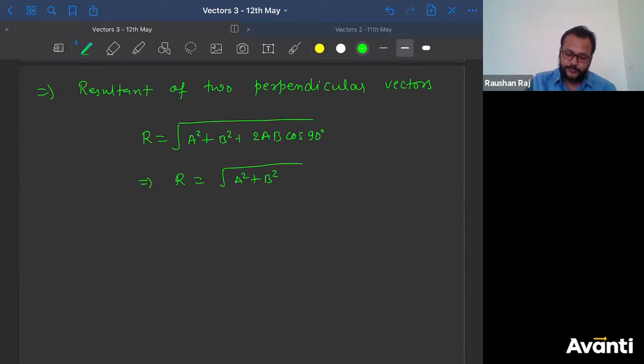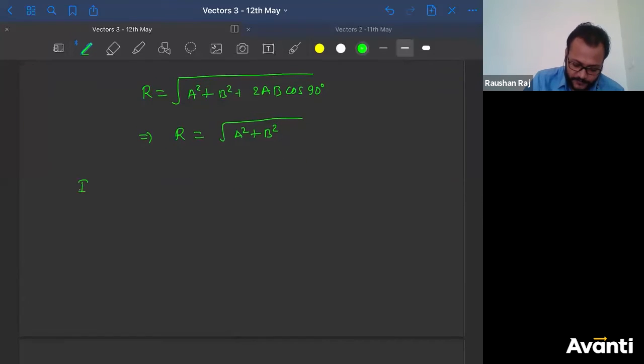Now they ask special cases in this also: if modulus of A is equal to modulus of B, that means if they have the same magnitude, what if A and B are the same?